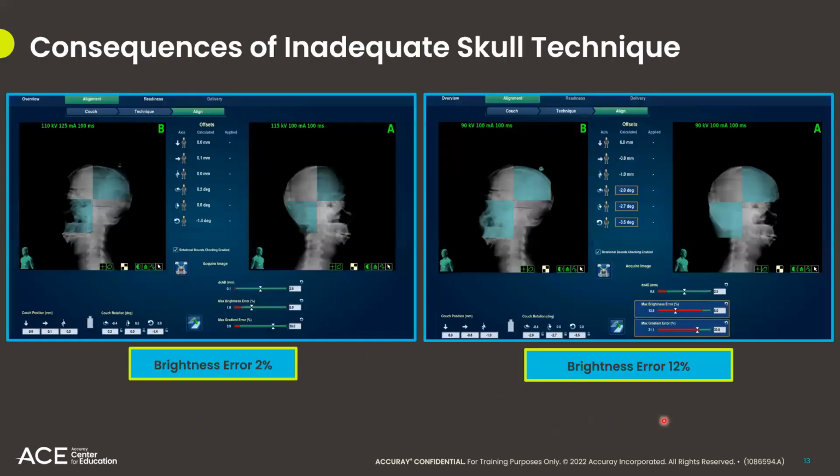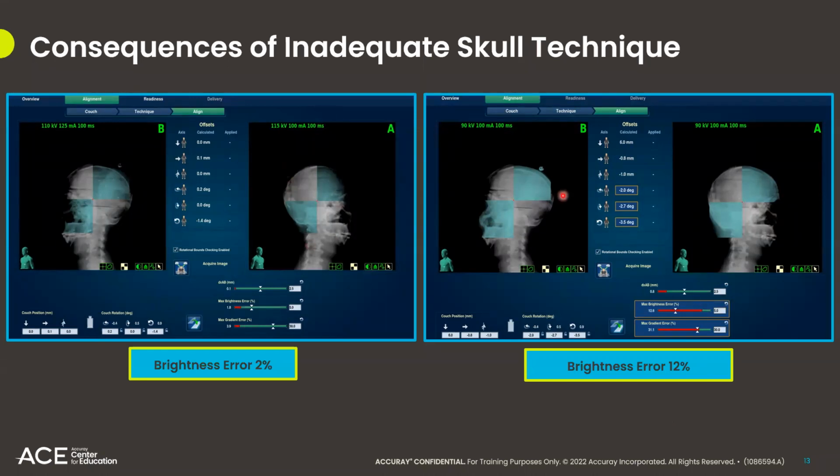And the reason that we are spending all this time talking about technique for skull patients is the accuracy of the rotation corrections during delivery is directly dependent on having adequate technique. We need good visualization of the skull bones for the system to give us correct rotational values. To prove this, on the left, we see our patient setup here where our brightness is within that 2%. And we can see our skull is locked on and our offsets are looking very representative of what we see in our image viewer. So this is looking great.